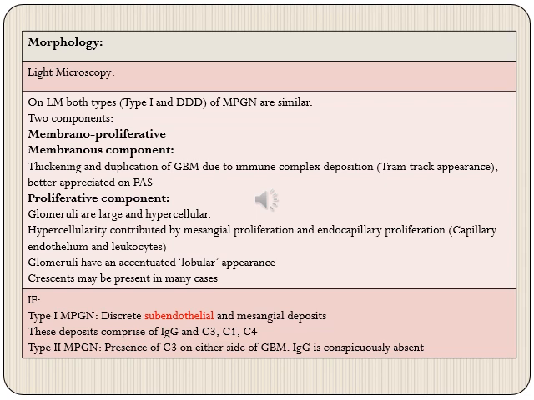Whereas type 2 membranoproliferative glomerulonephritis, or simply dense deposit disease, has the presence of only C3 on either side of the glomerular basement membrane, and IgG is conspicuously absent. So here there is involvement of only the alternate pathway of complement. So these are the differentiating features of type 1 MPGN along with the secondary type of MPGN vis-a-vis type 2 MPGN on immunofluorescence.